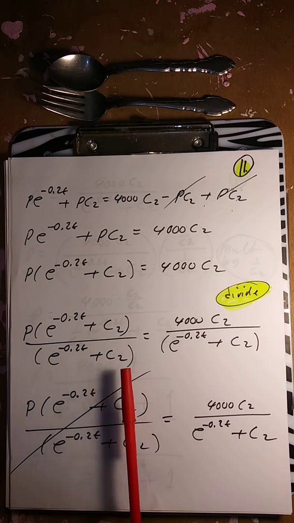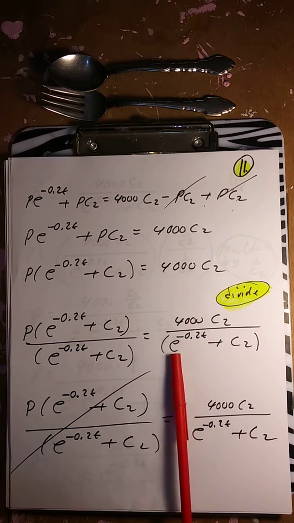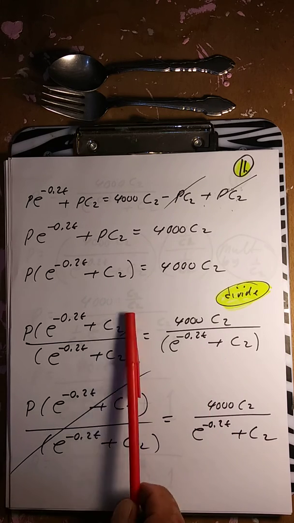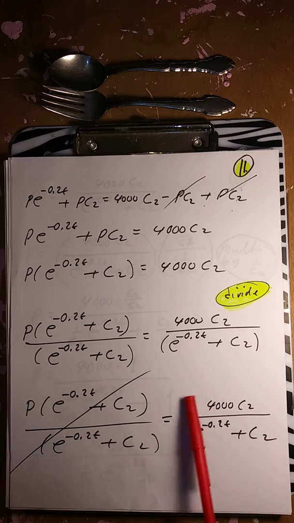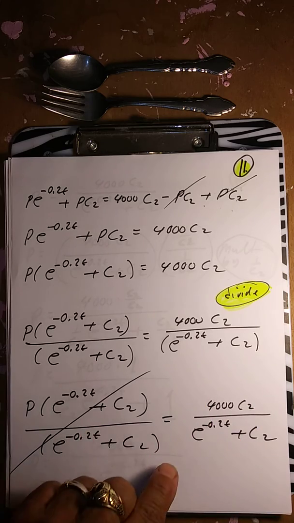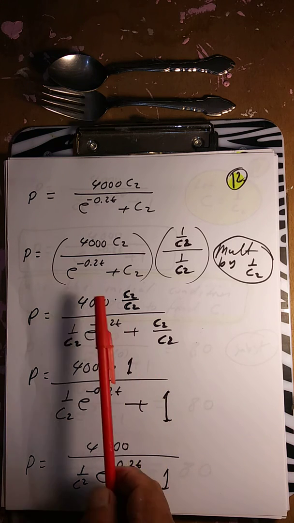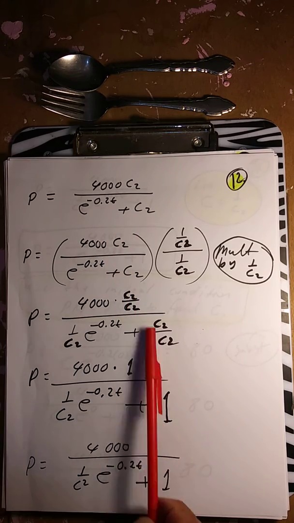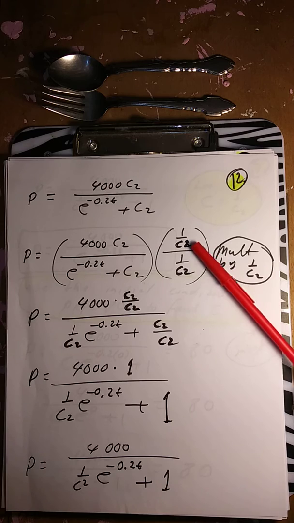Now I'm going to divide by e to the negative 0.2t plus c2. These are canceled. So left over is p equals this right here. So now in the next step, here we go. P equals 4,000 c2 over e to the negative 0.2t plus c2. Now, I'm going to multiply by magic 1: 1 over c2 and 1 over c2. That's a 1.